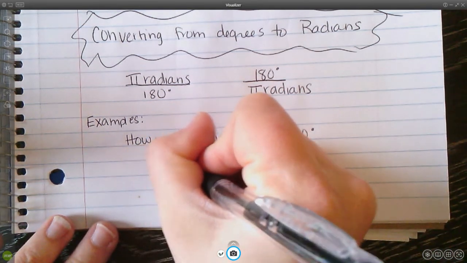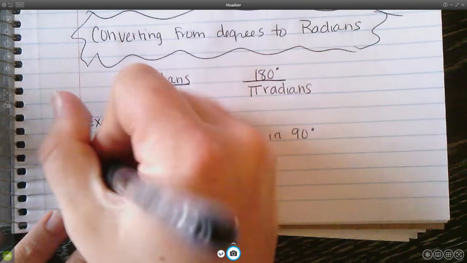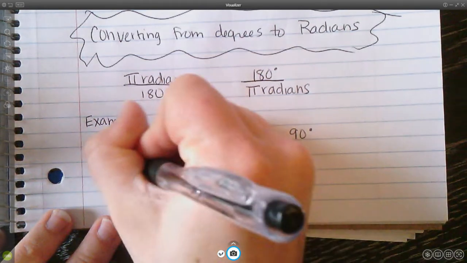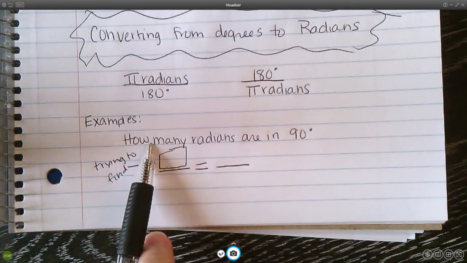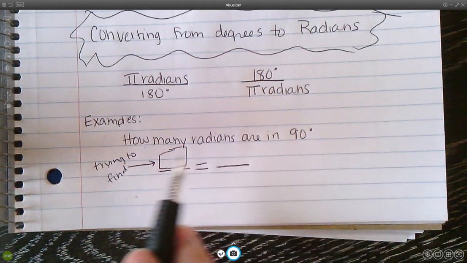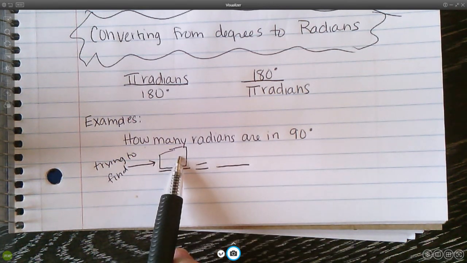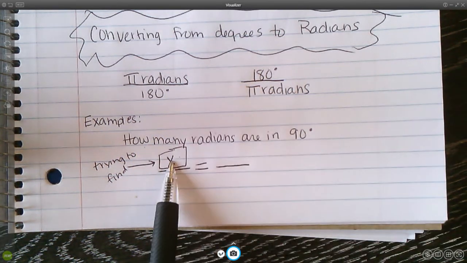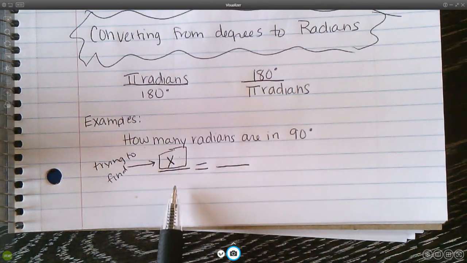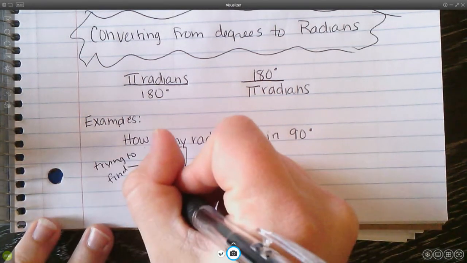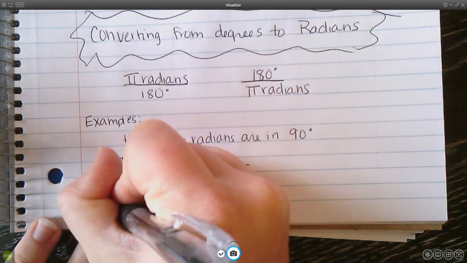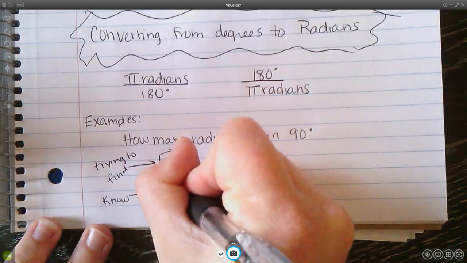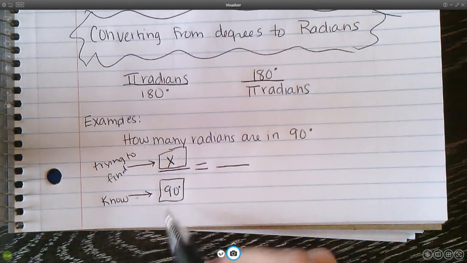Whatever you are trying to find, put in the top left. So right now this is asking me how many radians. Whenever you're trying to find something, you label it as a variable. So we're just going to call this x. And then in your denominator is what you already know. So trying to find goes on the top. What you know goes in the bottom. And we know it's 90 degrees. So trying to find goes on top, what you know goes on the bottom.